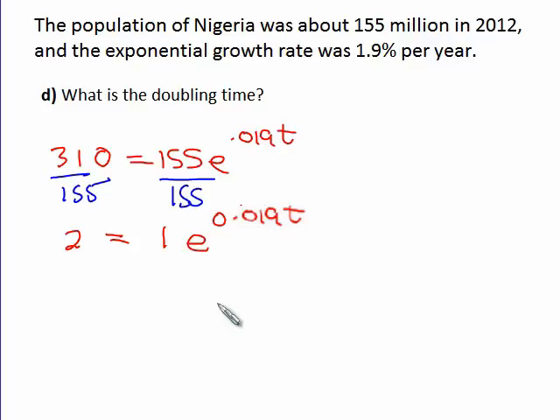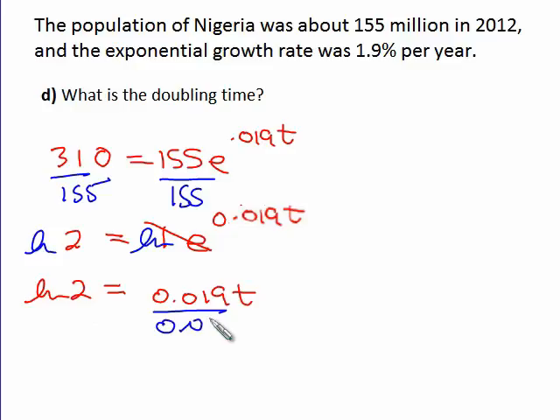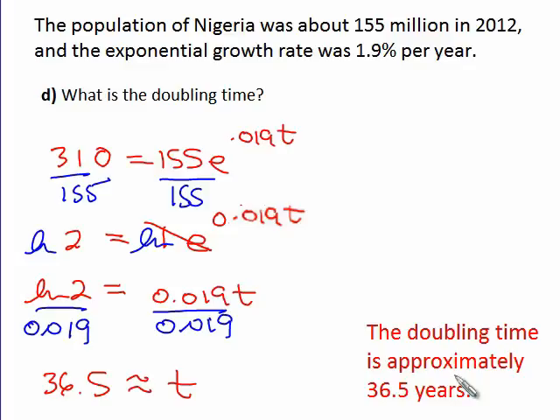Now, I already have my exponential isolated, so I'll go ahead and take the natural log of both sides, giving me the natural log of 2 equals, this will cancel, giving me 0.019t. And then finally, dividing by 0.019, typing this part in my calculator gives me about 36.5. So that's what t is. So the doubling time then is approximately 36.5 years.